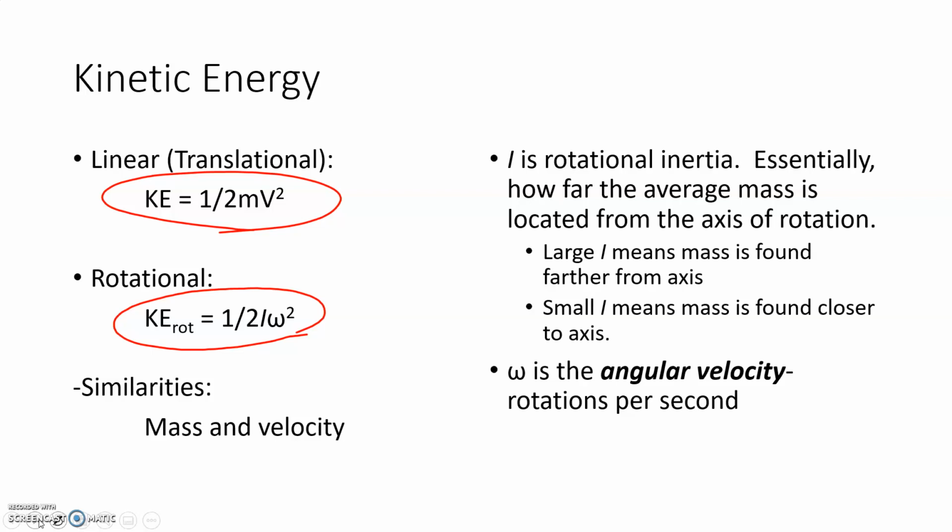Rotational kinetic energy has very much the same form. It has this I in it, 1/2 I omega squared. I is the rotational inertia. And that omega, which looks like a W kind of, is the angular velocity, which is how fast it's spinning, how many rotations it's making. So both of those are kinetic energy. They have a mass and a velocity component.